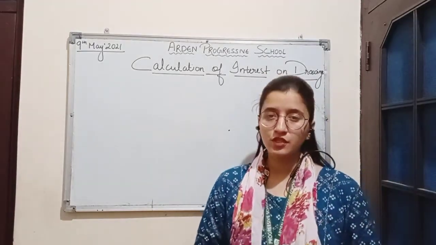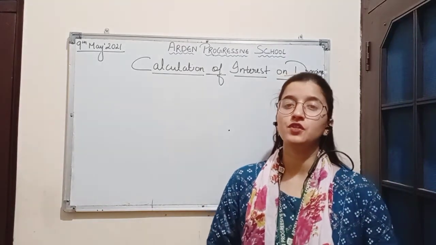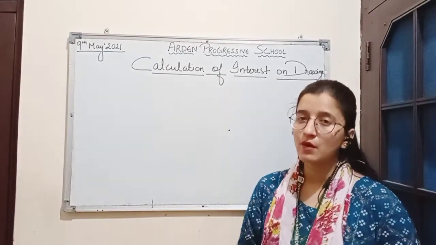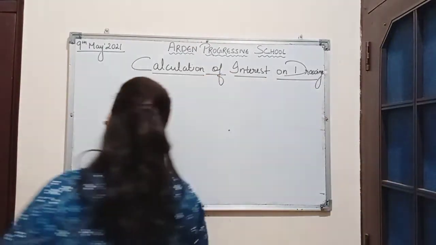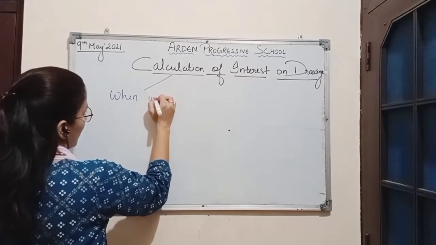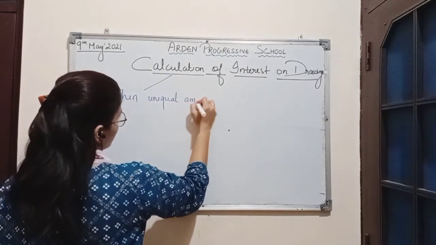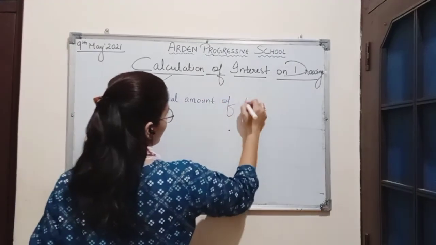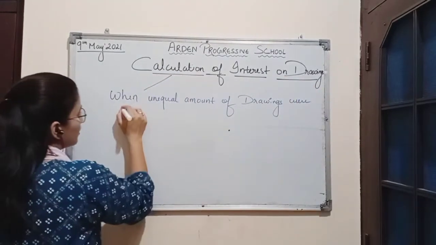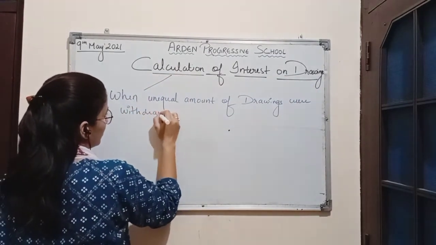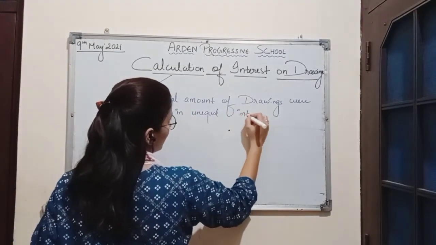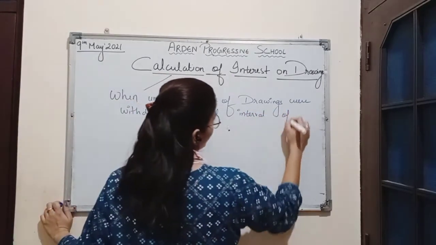So today in this session, I'll be explaining the calculation of interest on drawings. As in the previous class, I discussed the calculation of interest on drawings, but it was in the situation when unequal amounts of drawings were withdrawn in unequal intervals of time.